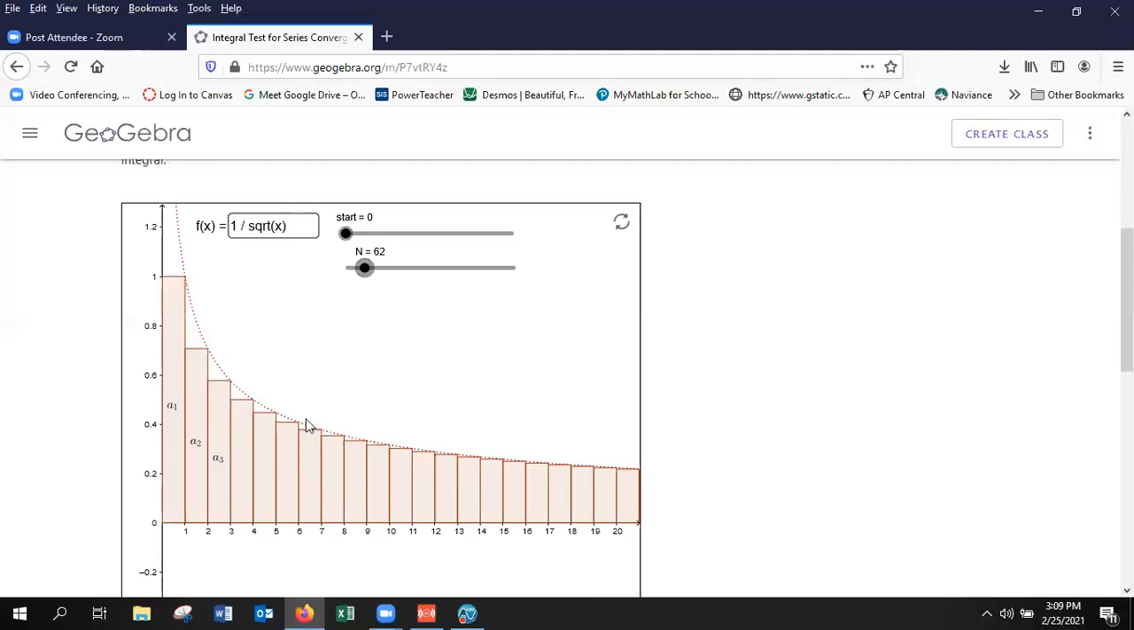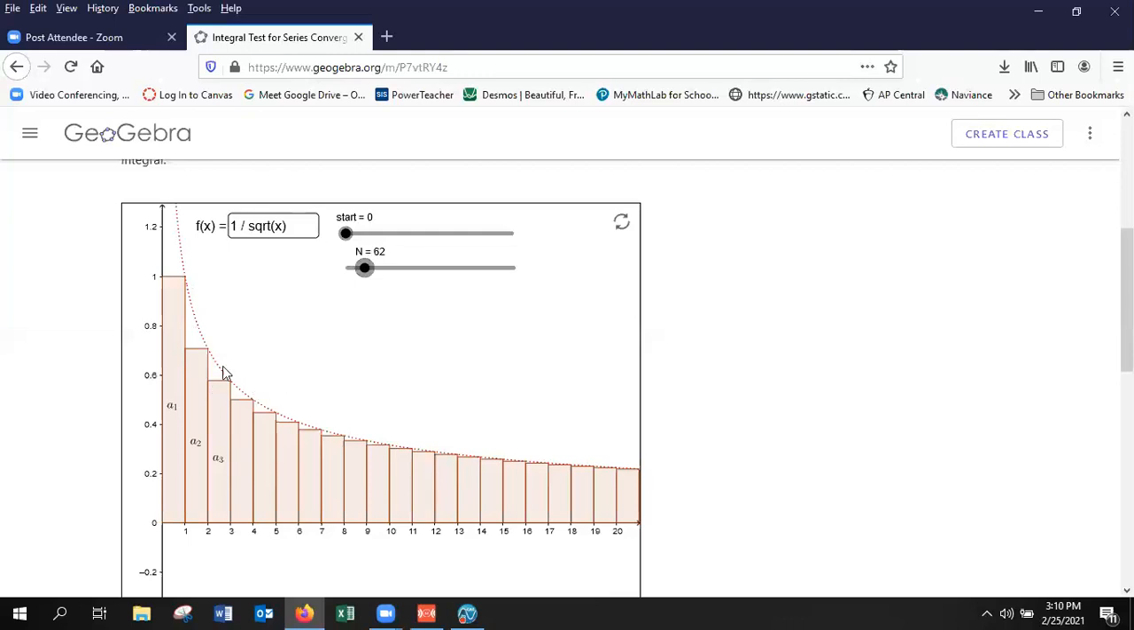So the integral from 1 to infinity, I'm going to exclude this first term temporarily. The integral from 1 to infinity is going to be the area under this curve. Since that integral ends up being a larger value than the series itself, we could use the integral to say, okay, if the integral converges, then the series, which is smaller, will also converge.